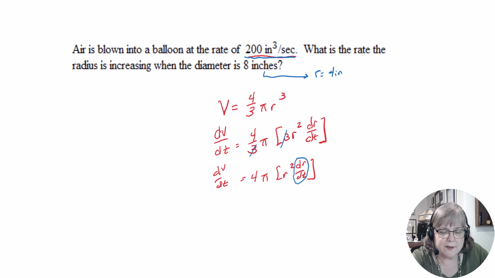And this is dV/dt. Because, see, if you look at the units for dV/dt, you're expecting a volume measurement divided by a time measurement. So cubic inches divided by seconds is a volume divided by a time. So we're going to substitute in what we know. And so we have 200 cubic inches per second is 4 pi, r is 4 inches, squared, times dr/dt. So we're solving for dr/dt.